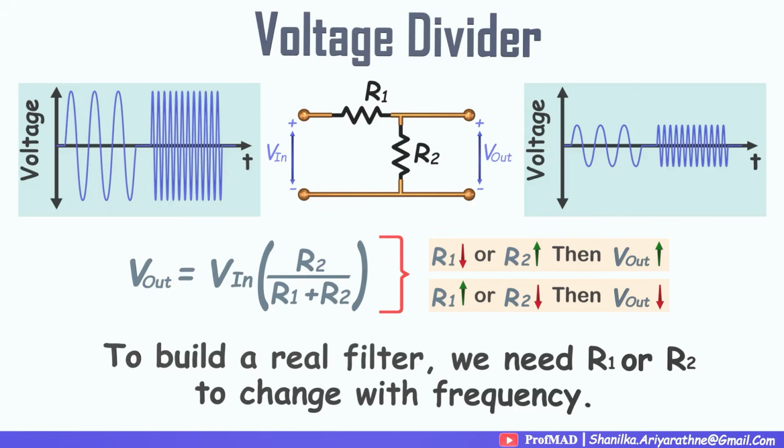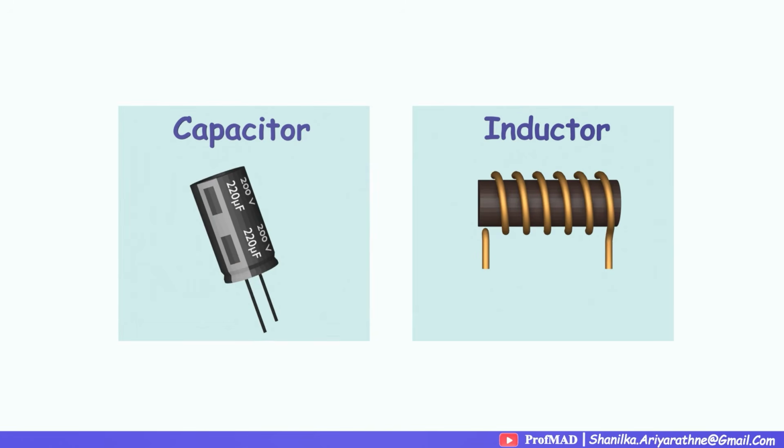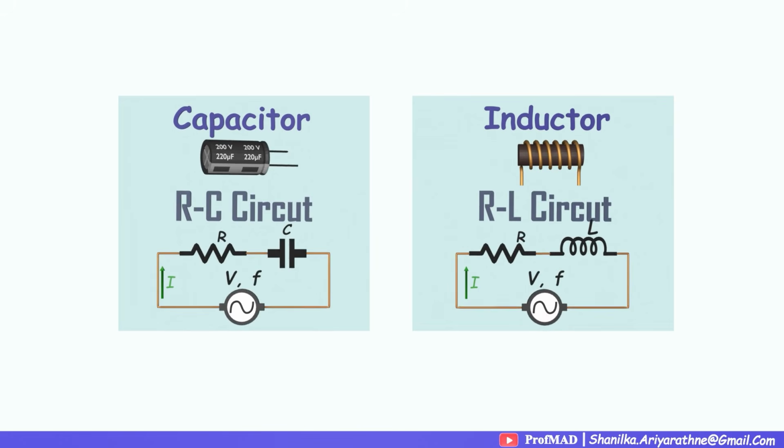To build a real filter, we need one of these values to change with frequency. This is where capacitors and inductors come into play. When we combine capacitors or inductors with resistors, we get RC and RL circuits. If you're completely new to RC and RL circuits, I recommend watching our previous video first. It'll make this much easier to understand. But for now, let's focus on one important idea.